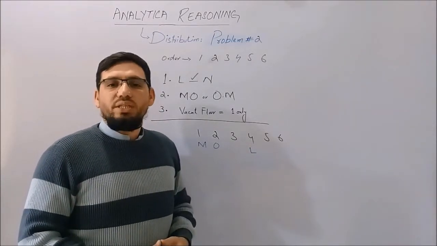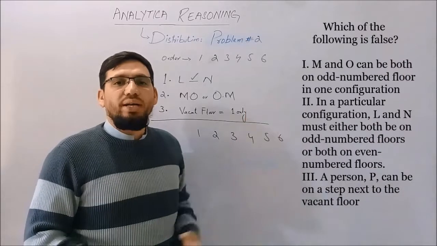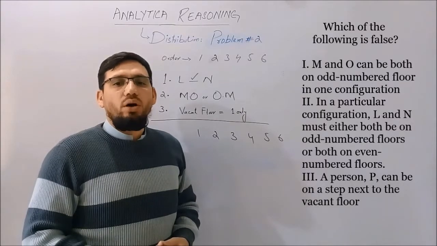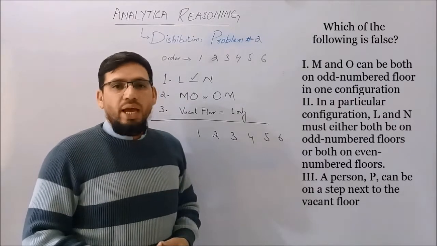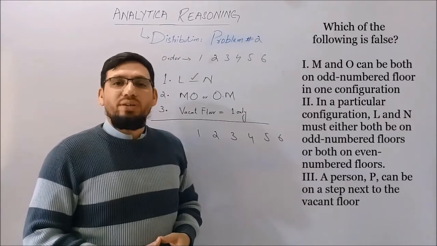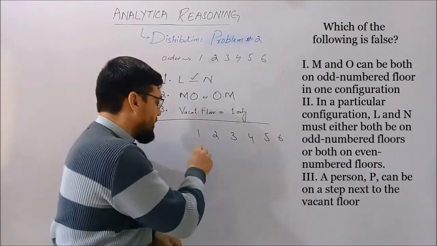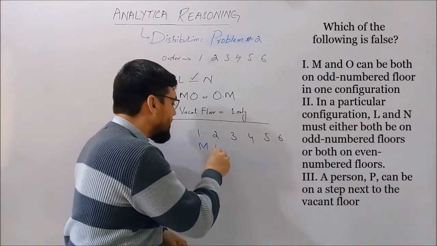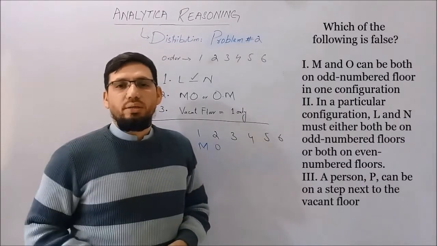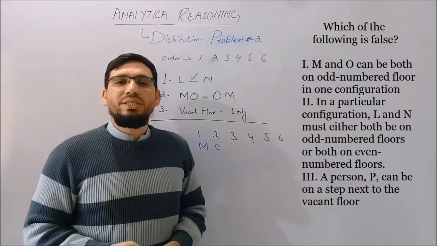The last question about this order, we have three options given to us and we have to find out the false one. Option first is that M and O can both be on odd number floors in one configuration. As you can see above, M and O must appear next to each other, so it is not possible that both appear on odd. Suppose M is on first, then O must appear on second, or if M is on second, then O could be on first or third. But it is not possible that both of them appear on odd numbers. So this option is not correct.